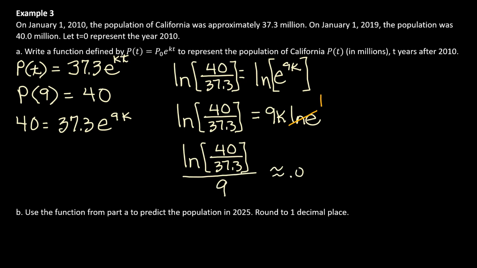So we need to just punch that into our calculator, and we can just say 40 divided by 37.3, and then hit equals, and then hit natural log, and then divide by 9, and then hit equals. So if k is 0.0078, then our function is P of t equals 37.3 e to the 0.0078t. So we can use that function to predict the population at any time after 2010.